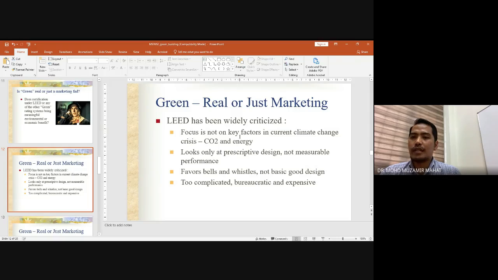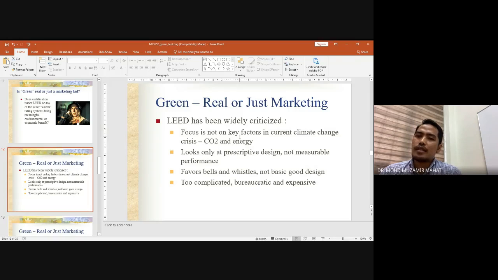impact of having things implemented. So how do we measure it? That is one thing that they could have missed. They focus on the design, on what we see, rather than what we are going to get. It favors bells and whistles, not basic good design. Okay, too complicated and bureaucratic and expensive.